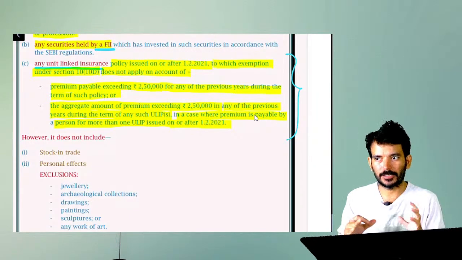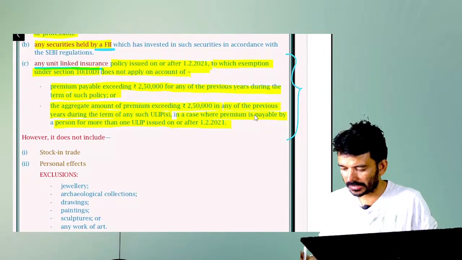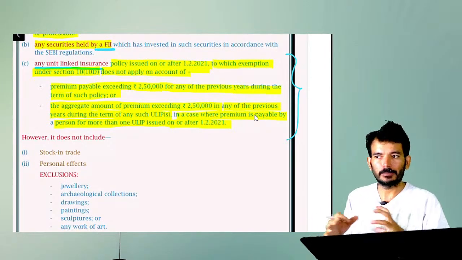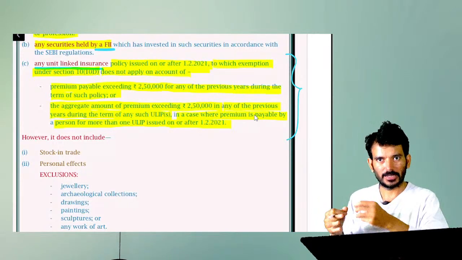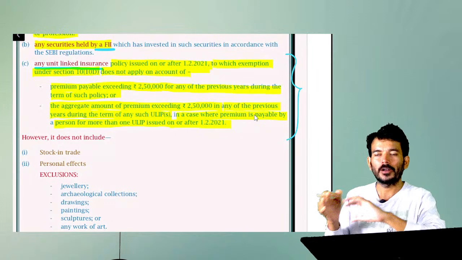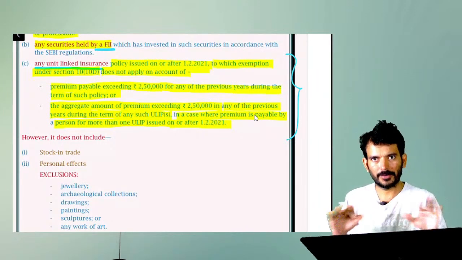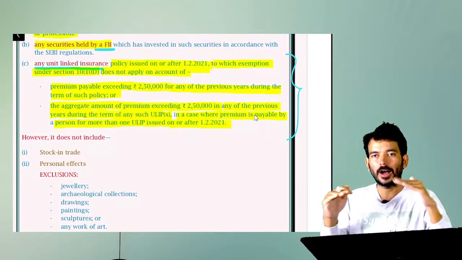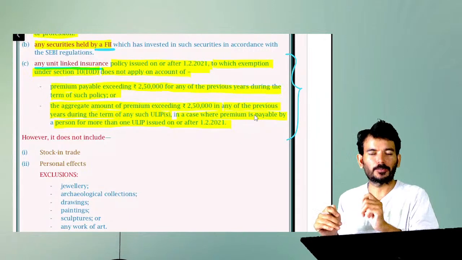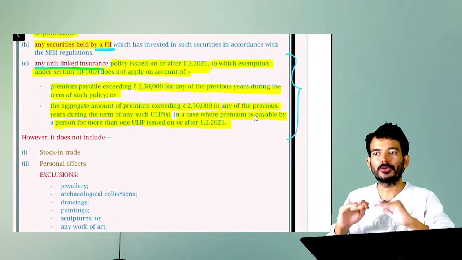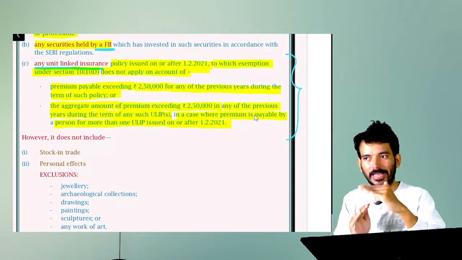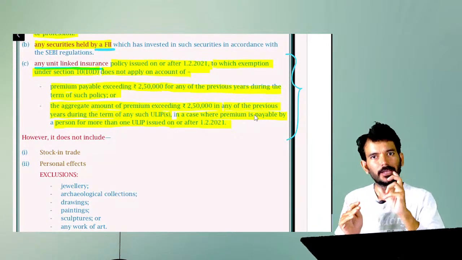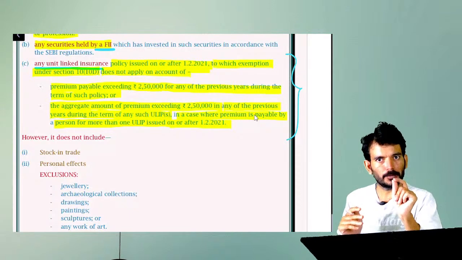In layman terms, before this date, if you were contributing anything to ULIP, that used to be not a capital asset. On maturity or on redemption, you never paid tax on that. After the amendment on 1st Feb 2021, there is a cap. When you are contributing into ULIP, you can contribute any amount, but the exemption is only up to 2.5 lakh. It can be one policy, one ULIP, or it can be multiple.